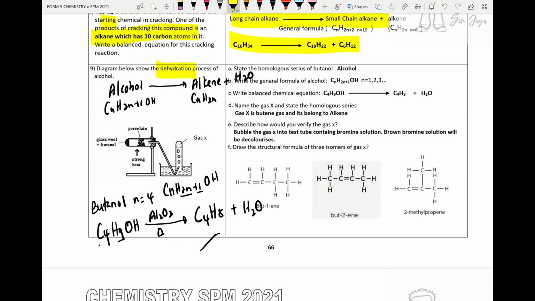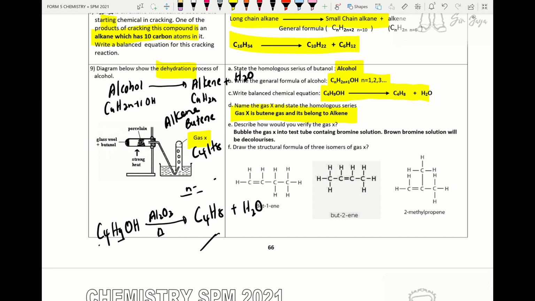State the homologous series butanol belongs to: alcohol. What is the general formula? Please write like this. What is the chemical equation? Write like this. Butene gas: the gas X belongs to what homologous series? This gas is known as butene, the formula C4H8, and it belongs to the alkene homologous series. Please remember all this.